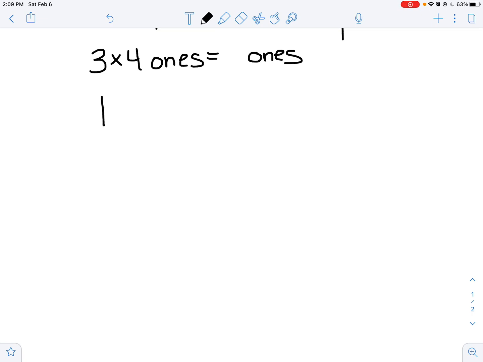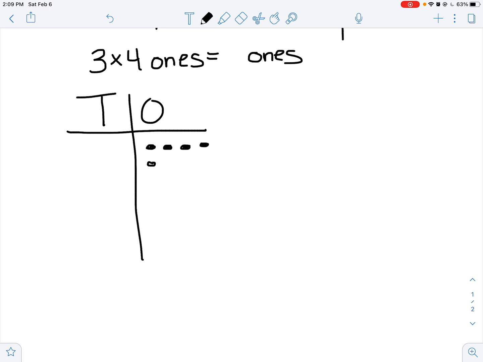Well, if we take a look at our place value chart, whoops, I started to write hundreds, but we don't need hundreds this time. I would show a 3 by 4 array, 1, 2, 3 rows of 4, right? 4, 1, 2, 3, 4, 1, 2, 3, 4. There's my 3 rows of 4 ones, right?